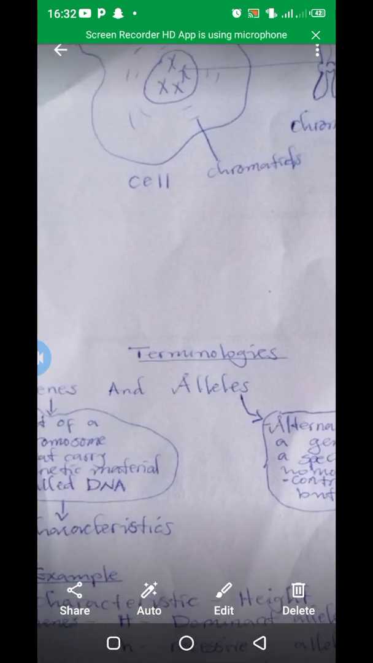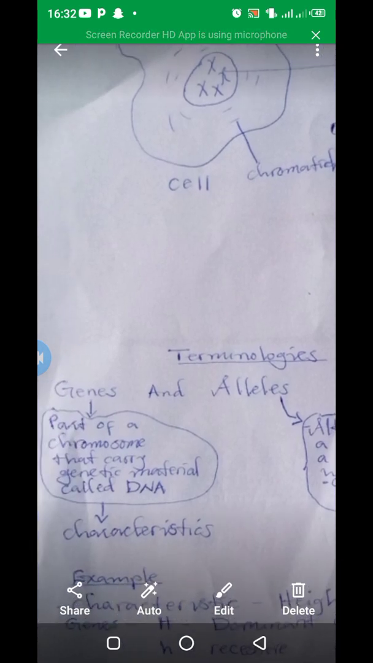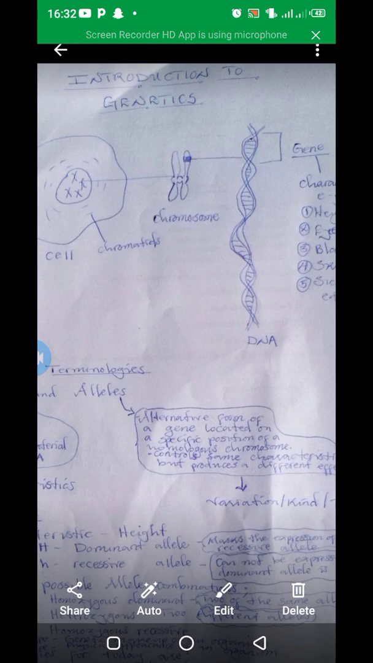So we're going to start by looking at the terminologies that we find in genetics, or the language in genetics. We'll start by looking at genes and alleles. So we'll start by defining what a gene is. A gene is part of a chromosome that carries genetic material called DNA. So the genes carry characteristics, in other words, and then we have alleles. These alleles are alternative forms of genes, and they are found on homologous chromosomes.